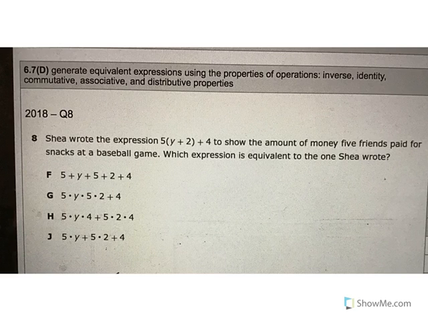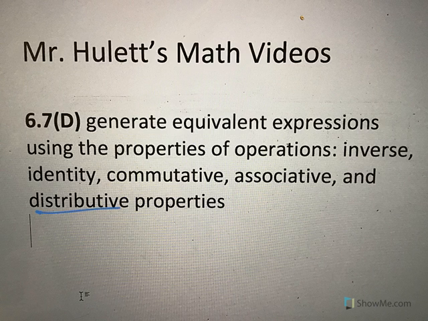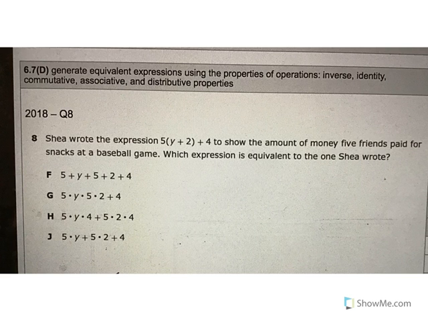Okay, Shay wrote the expression 5(y + 2) + 4 to show the amount of money 5 friends paid for snacks at a baseball game. Which expression is equivalent to the one Shay wrote? Now this one, I know we're grouping them, but this one would definitely be the distributive property. So first I'm going to do the distributive property.